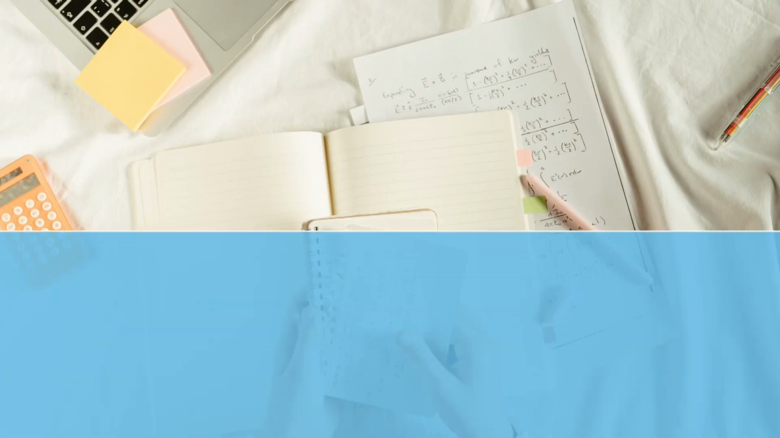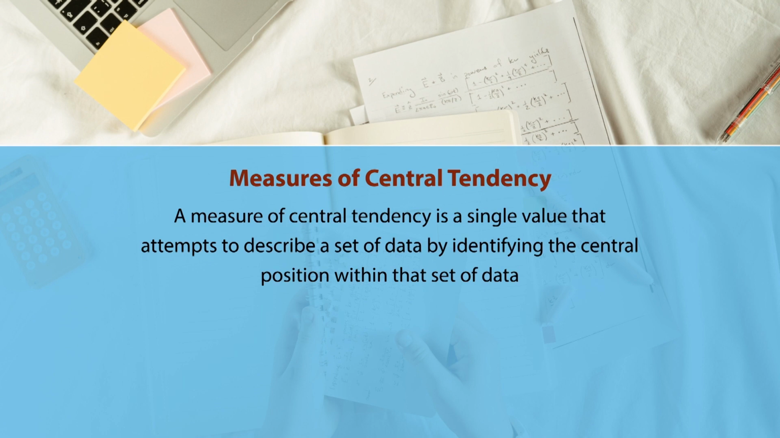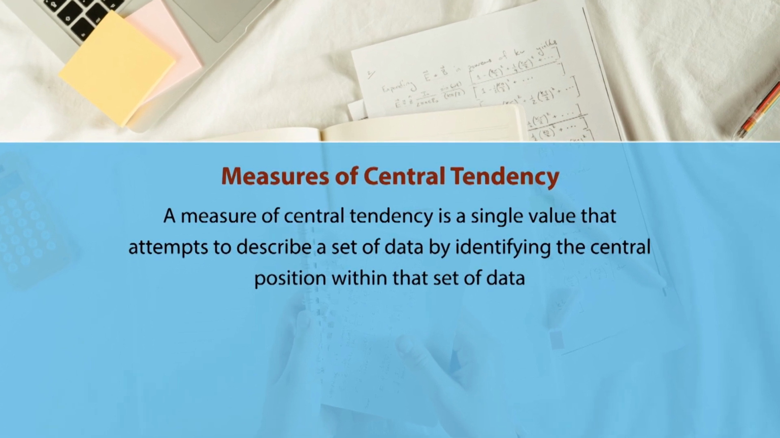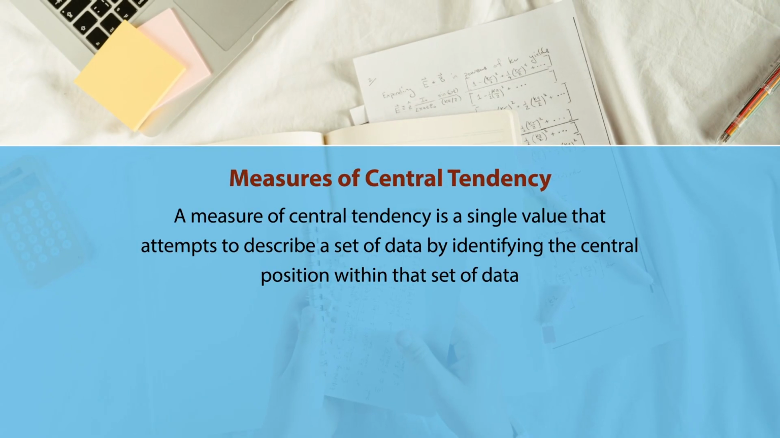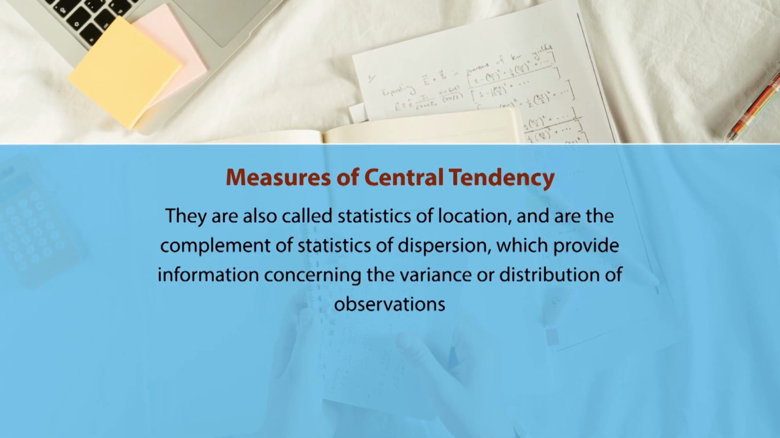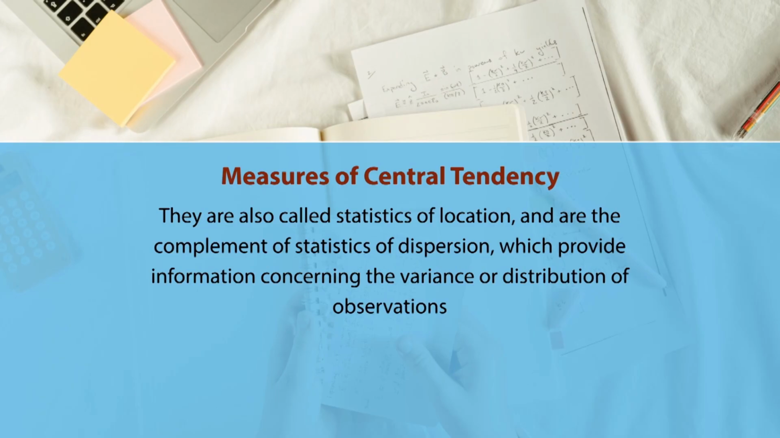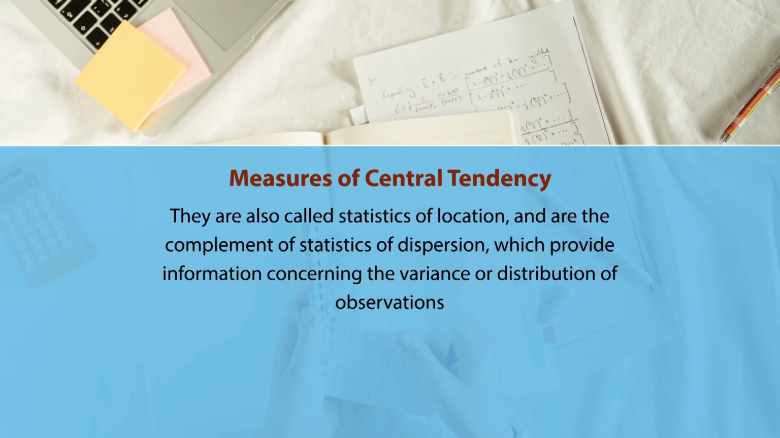Now we come to the topic measures of central tendency, which is part of this course. A measure of central tendency is a single value that attempts to describe a set of data by identifying the central position within that set of data. They are also called the statistics of location and are the complement of statistics of dispersion, which provide information concerning the variance and distribution of observations.